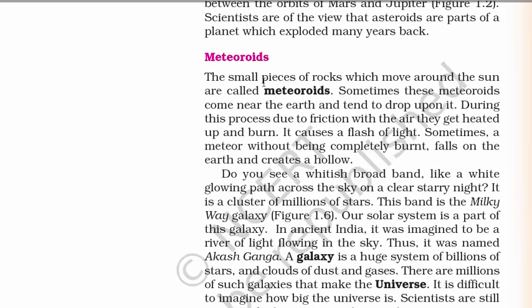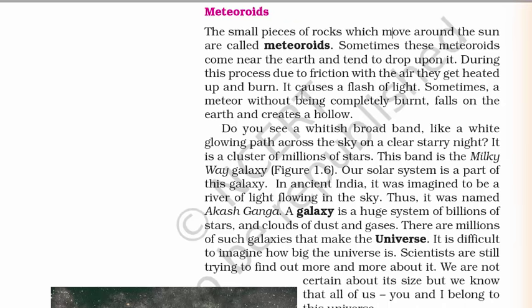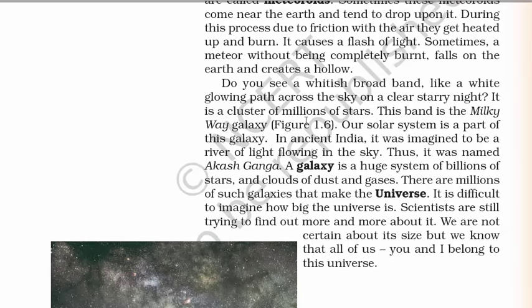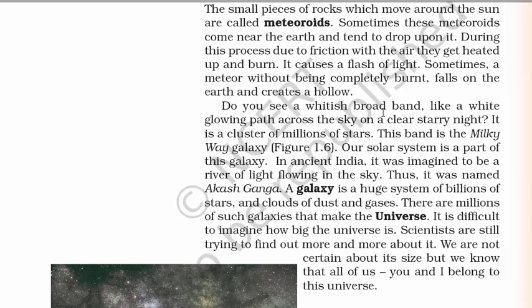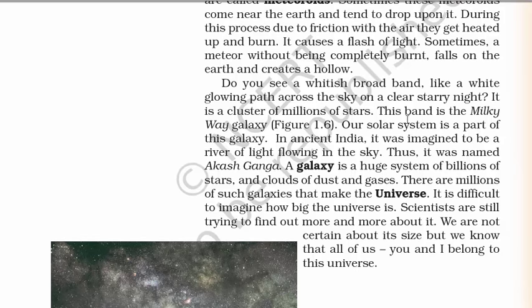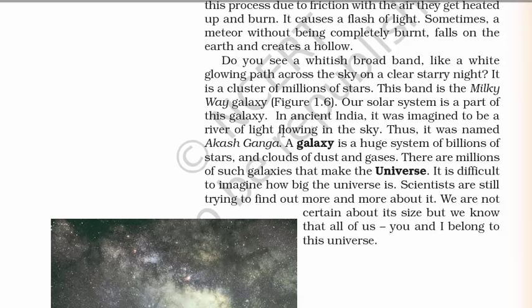The small pieces of rock which move around the Sun are called meteoroids. Rocks. Remember that. Sometimes these meteoroids come near the Earth and tend to drop upon it. During this process, due to friction with the air, they get heated up and burn. Sometimes a meteor, without being completely burned, falls on the Earth and creates a hollow. We sometimes call them shooting stars, but they are nothing but meteoroids. Do you see a whitish broad band like a white glowing path across the sky on a clear, starry night? It is a cluster of millions of stars. This band is the Milky Way galaxy. So what is the Milky Way galaxy? It is nothing but a cluster of millions of stars. Remember that.